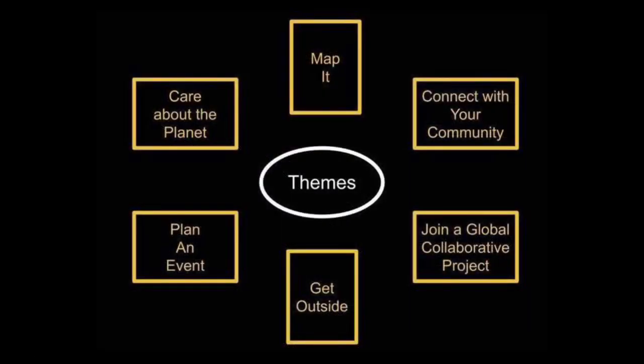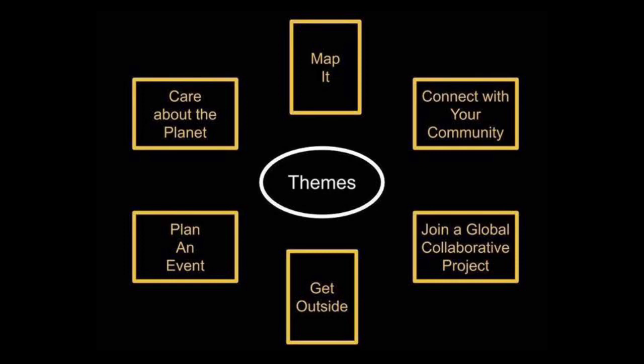Another way to consider the scales and perspectives is to look at it through a theme. They have 6 themes: map it, care about the planet, connect with the community, plan an event, join a global collaborative project, and get outside. For my capstone project, I chose the theme of care about the planet.